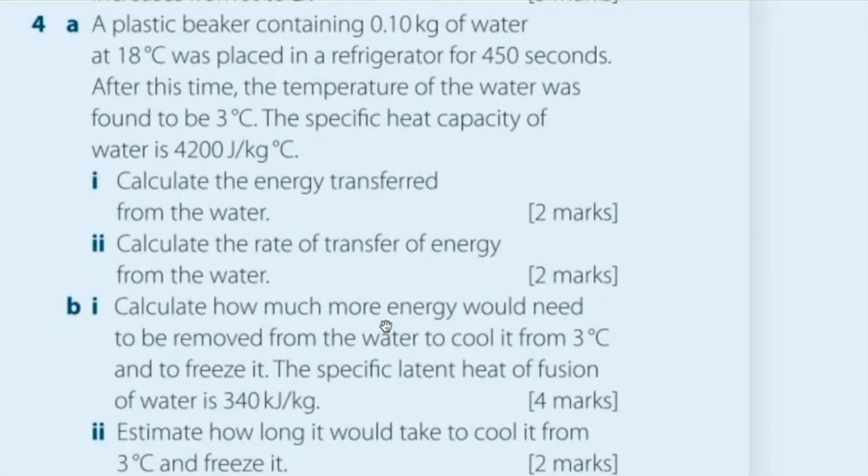A plastic beaker containing 0.1 kilograms of water at 18 degrees Celsius was placed in a refrigerator for 450 seconds. After this time, the temperature of the water was found to be 3 degrees Celsius. The specific heat capacity of water is 4,200 joules per kilogram degrees Celsius. So first thing it's asking us to calculate is the energy transferred from the water.